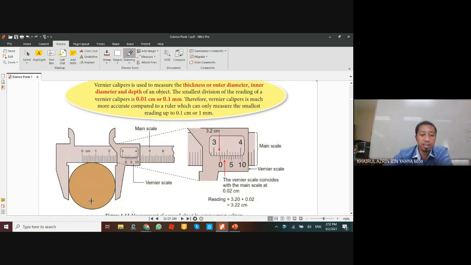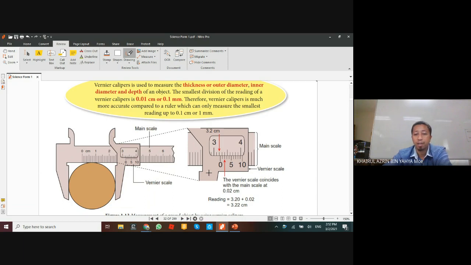Okay, so this is vernier calipers. We can measure things in two parts. This one is for the outer side. For a circle, we can measure the outer diameter, from here to here. This part on top here we can also use to measure. This one is usually for the inner side of something.